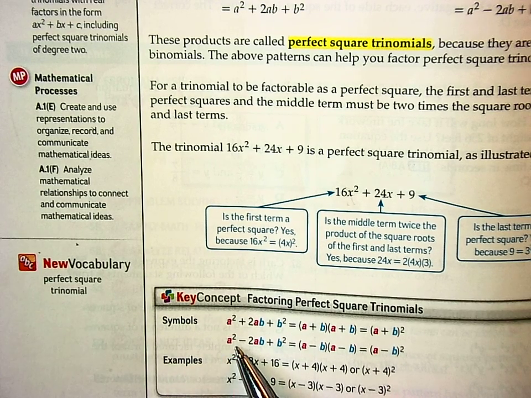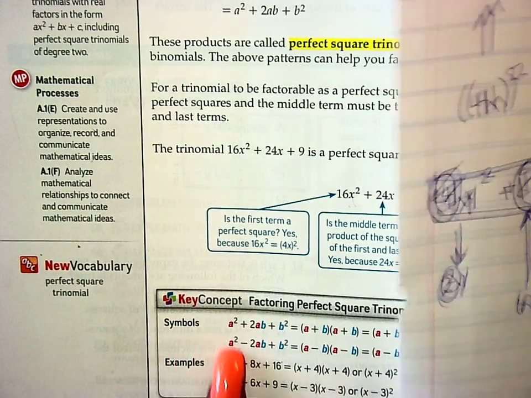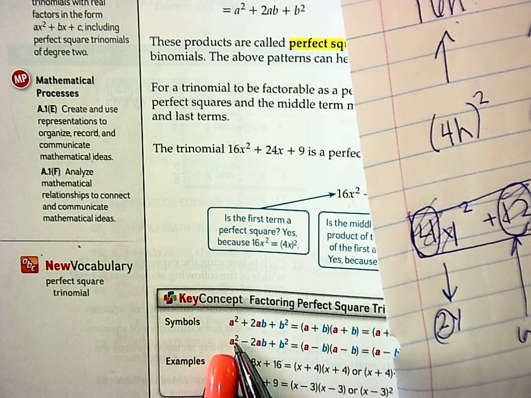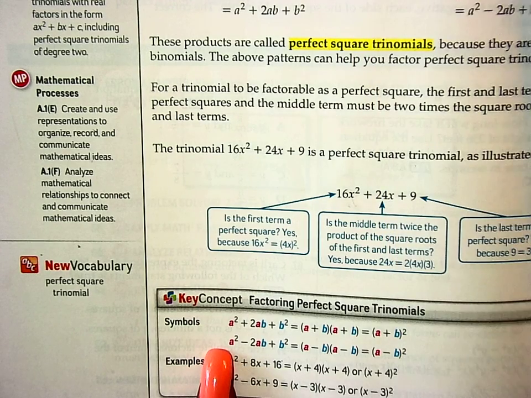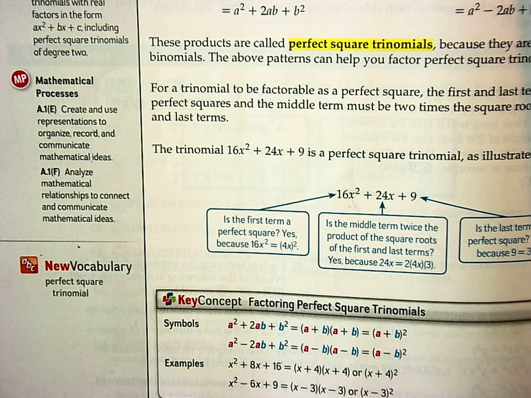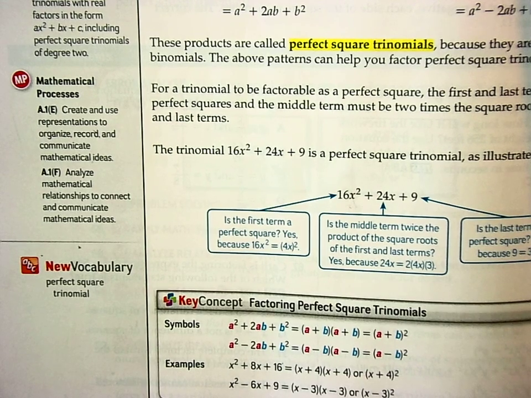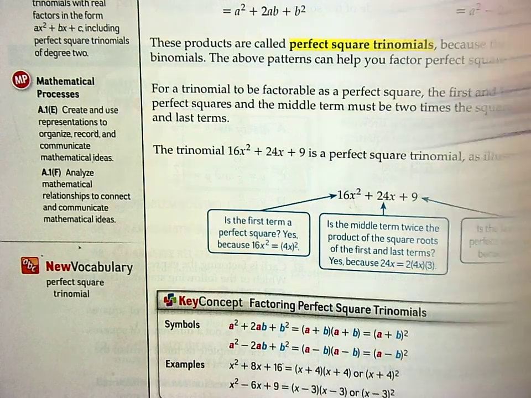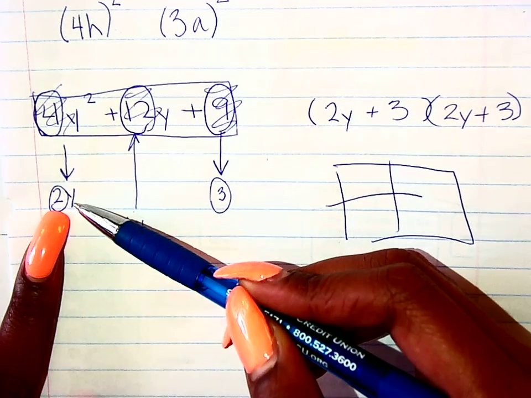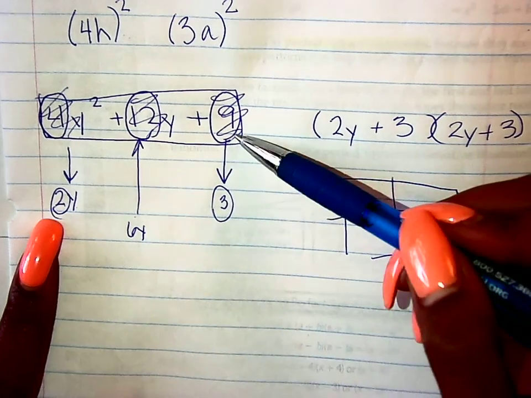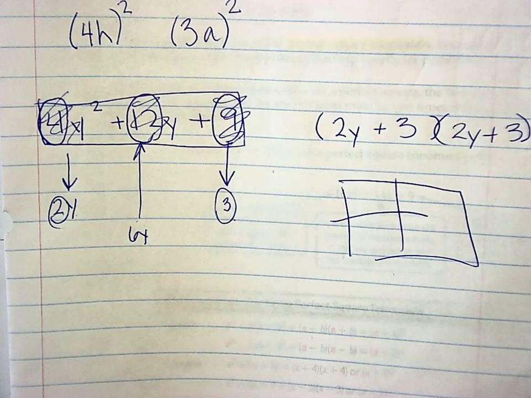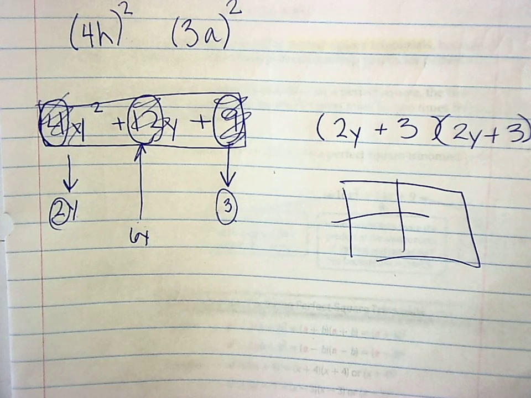But notice how this is squared, right? A is not the actual squared term. A is the square root of the squared term. The entire term is squared. A is just the actual square root of that term. So here, when we wrote the square root, 2y, that's A, 2. Here, when we wrote the square root of 9, 3, that's B. I know, it's confusing.